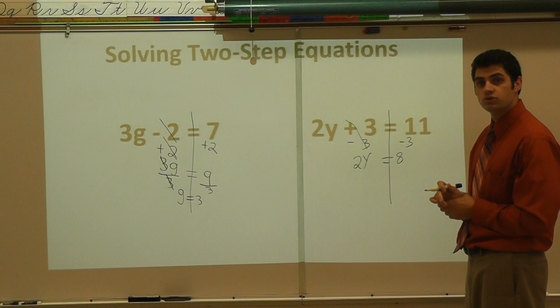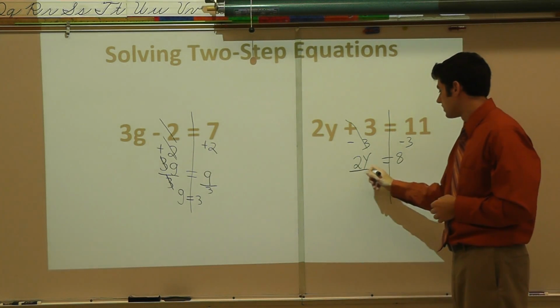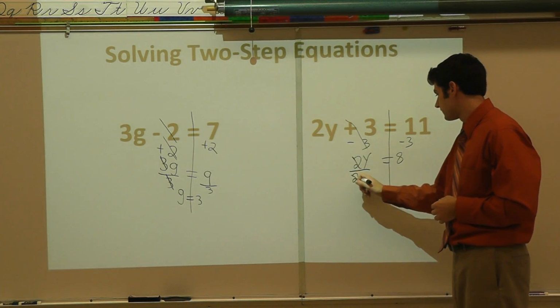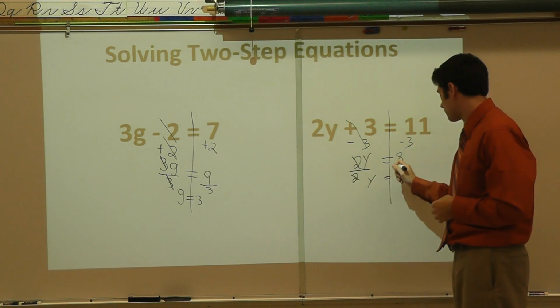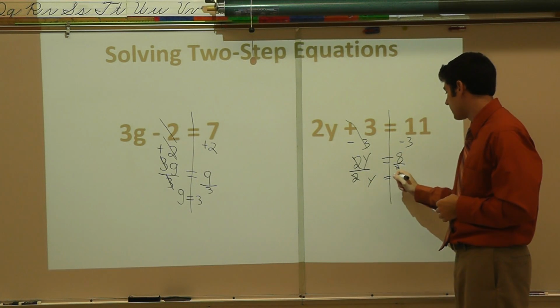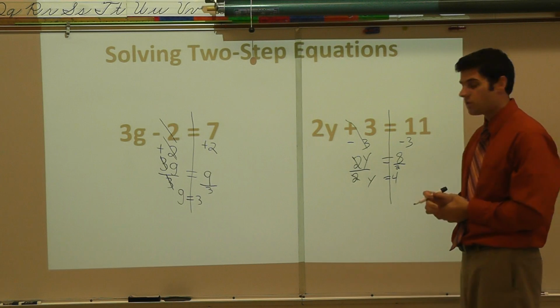Now my problem reached 2y equals 8. I divide this side by 2. That leaves me with y. I then divide this side by 2. 8 divided by 2 is equal to 4.